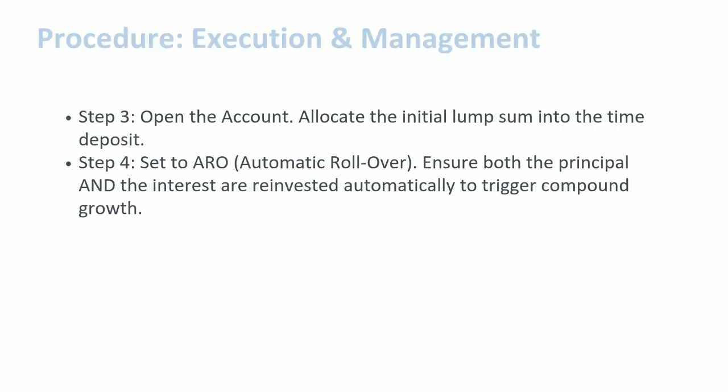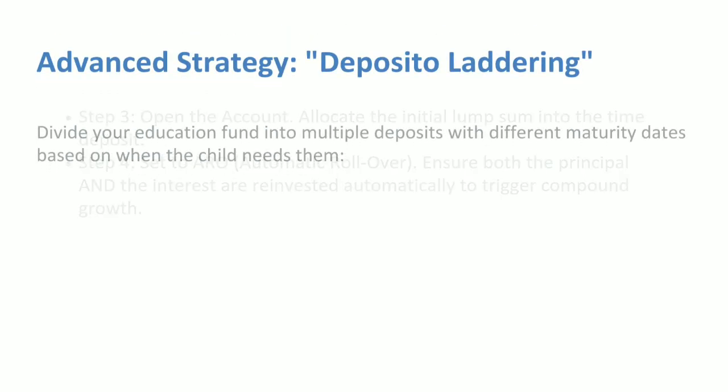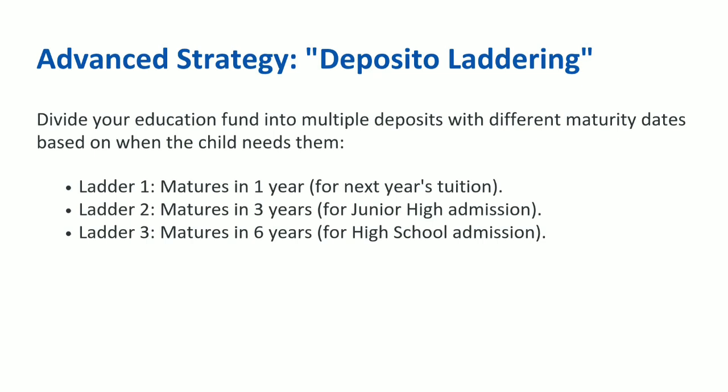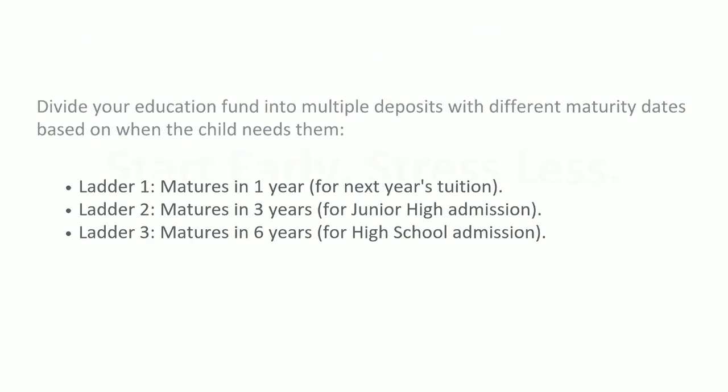Next, we move to execution and management. Step 3. Open the account and allocate your initial lump sum directly into the time deposit. Step 4 is the most crucial part of this system. Set your deposit to automatic rollover, or ARO. You must ensure that both your principal amount and the interest you earn are automatically reinvested. This is the exact mechanism that triggers compound growth.